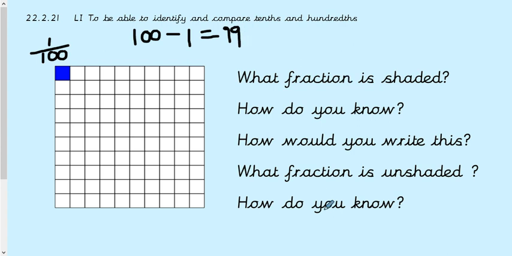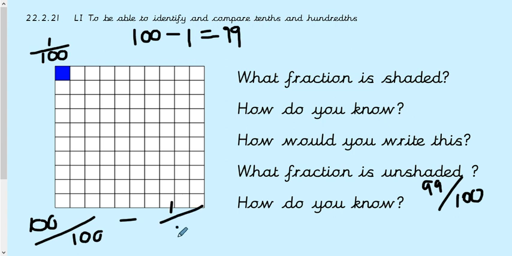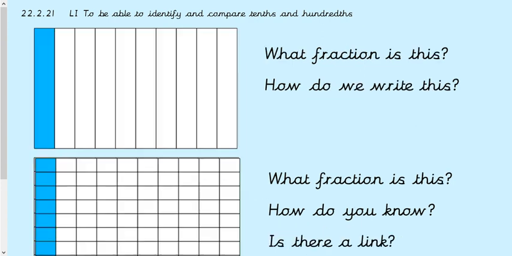Okay, so therefore 99/100ths are unshaded. Okay, and that's just because, think of when we were taking away fractions, if a whole is 100/100ths and you take away 1/100th, that's going to equal 99/100ths. Okay, so hopefully that makes sense so far.